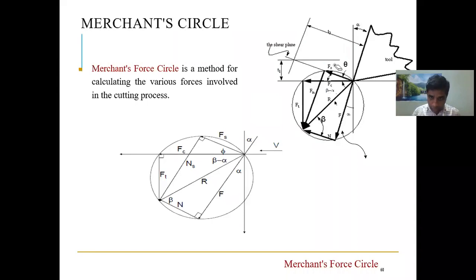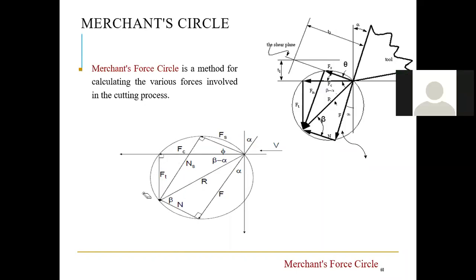Coming to here, I'm removing the cutting tool and everything, so I can show you the different kinds of forces. This is a clear picture. This circle is called a Merchant circle. In the Merchant circle, we keep all these 6 forces. This is the frictional force, this is the normal reaction, and this is the shear force. This is the normal force to the shear plane, this is your cutting force, and this is your thrust force. So these are the 6 forces.